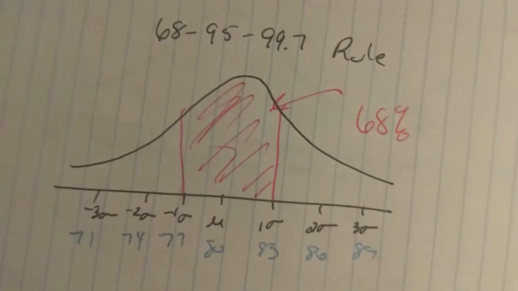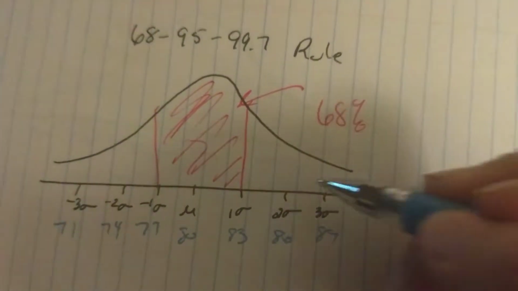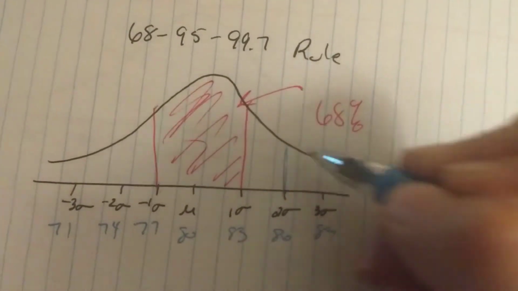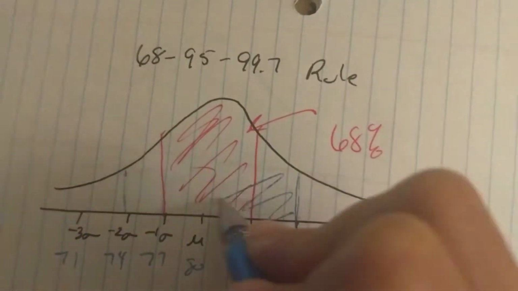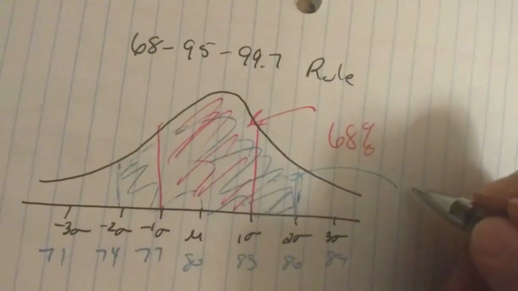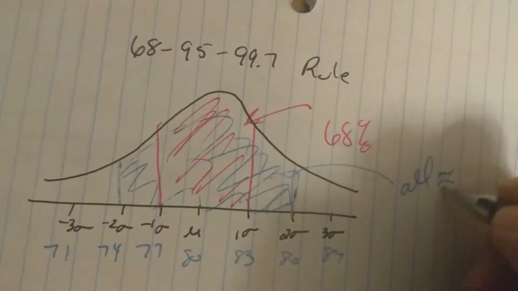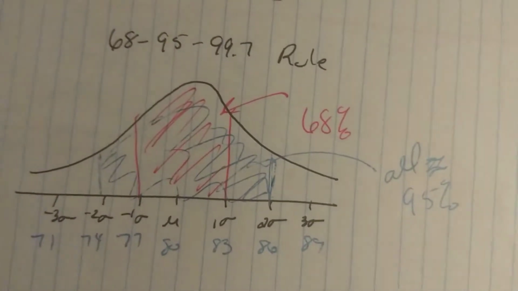If I wanted to look further out, within 2 standard deviations, between here at 86 and down here at 74, this would have 95% of the data. So in blue, all of that is about 95%.